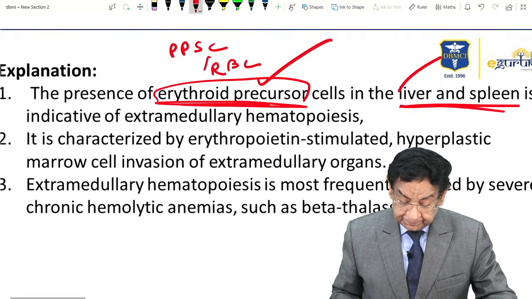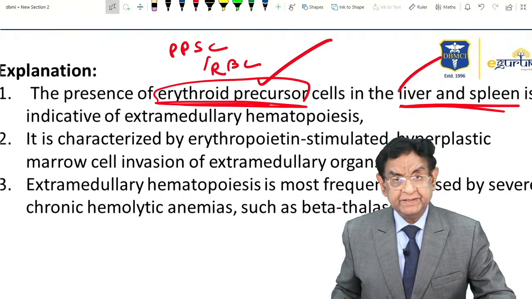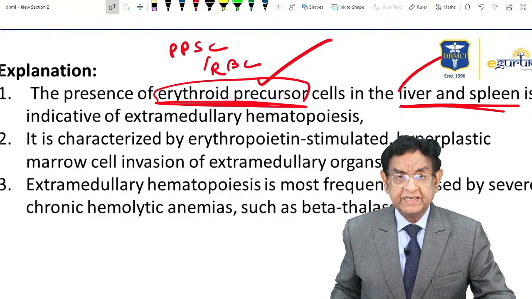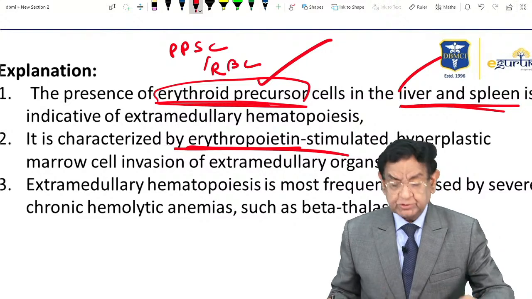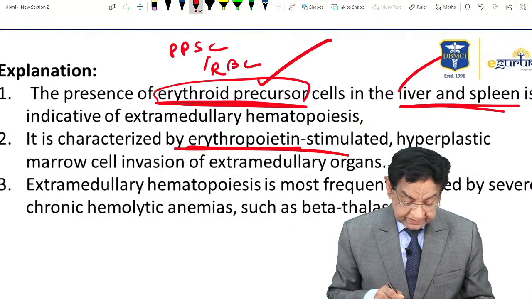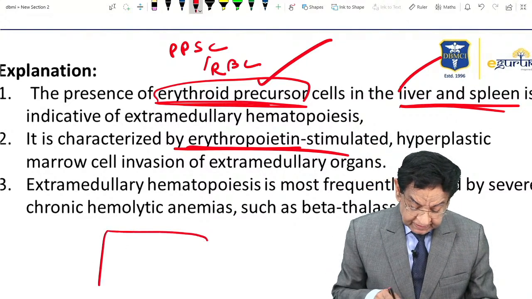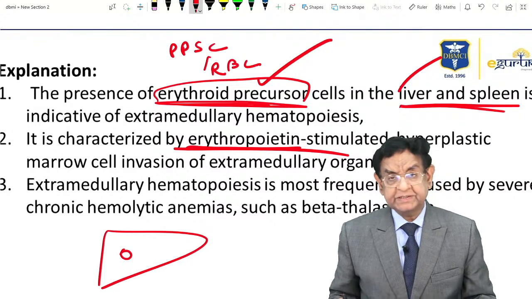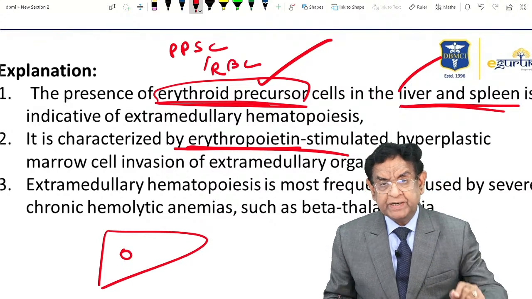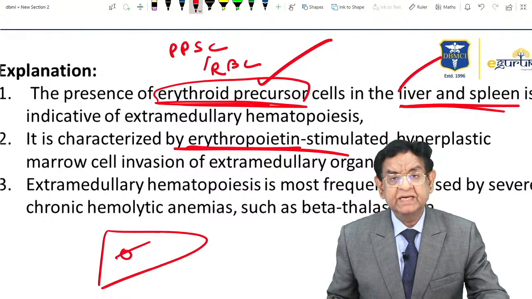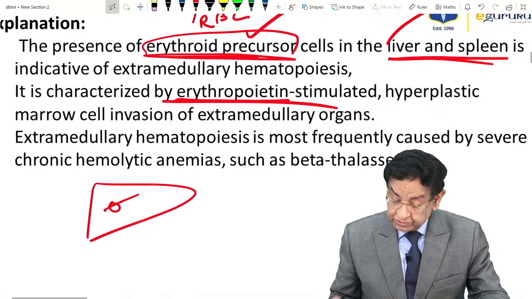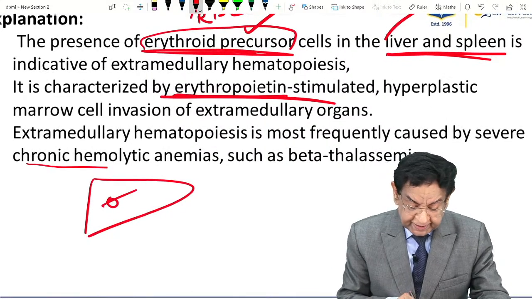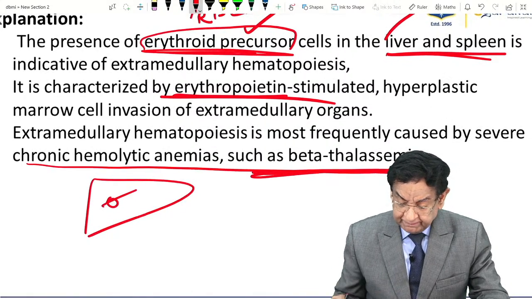So now, these erythroid cells are in the liver and spleen. Say this is the liver and it has erythroid cells. Now this erythropoietin will come and activate these and they will make the RBCs. So this is occurring in chronic hemolytic anemia like beta thalassemia.